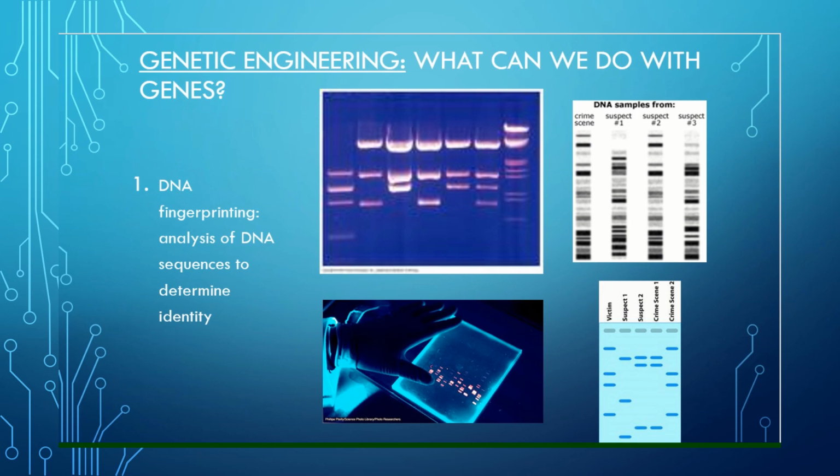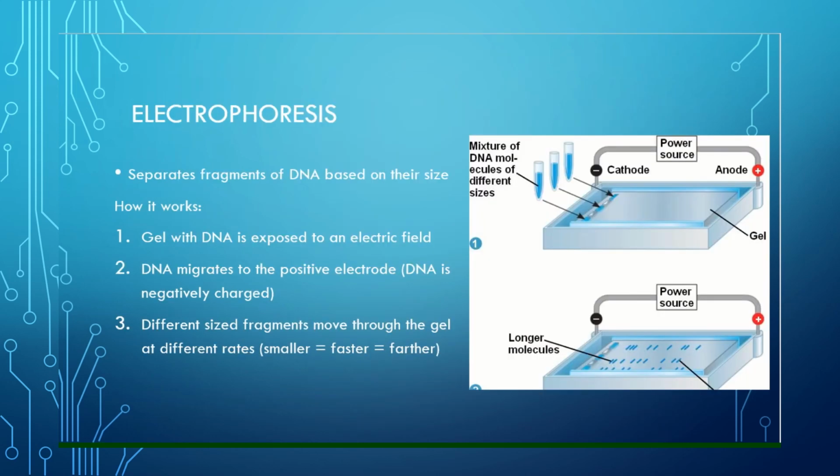So with genetic engineering, what can we do with genes? We can use genes for DNA fingerprinting, doing an analysis of DNA sequences to determine one's identity. We'll use electrophoresis to separate fragments of DNA based on their size. And how it works is gel with DNA is exposed to an electric field.